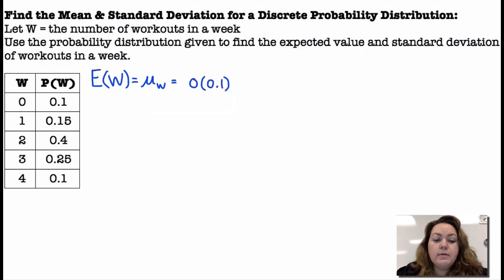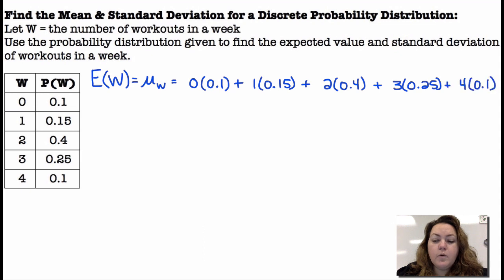All right, so I'm going to do 0 times its probability, which is 0.1, plus 1 times its probability, which is 0.15, plus 2 times its probability of 0.4, plus 3 times its probability of 0.25, plus 4 times its probability of 0.1. So I'm going to multiply them, add them, put in my calculator, I get 2.1 as my mean or my expected value. Okay? What that means is I would expect to have 2.1 workouts a week.